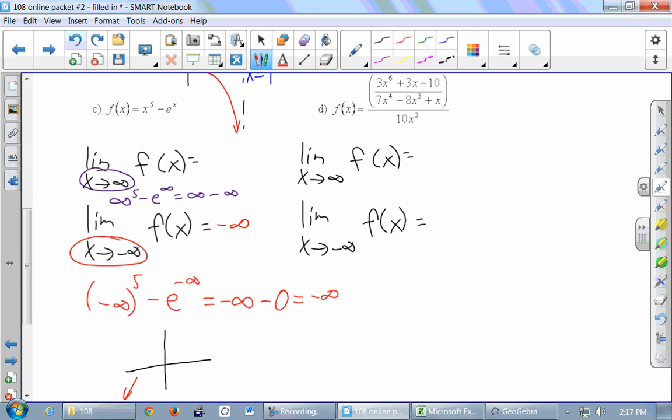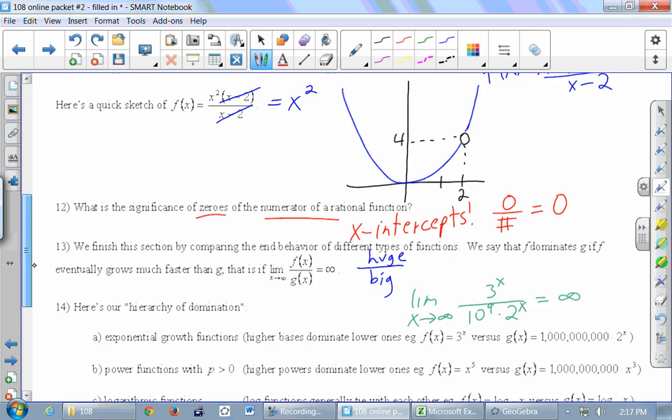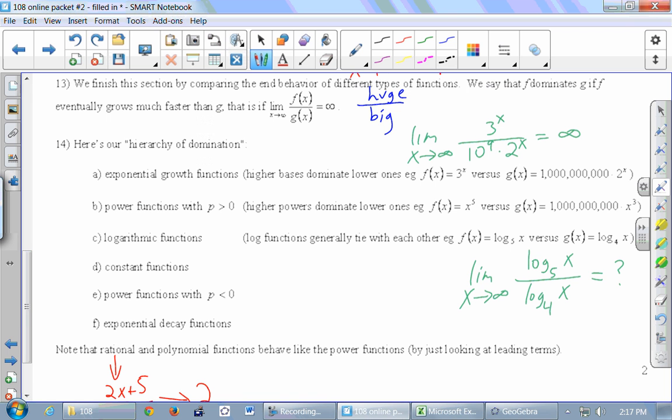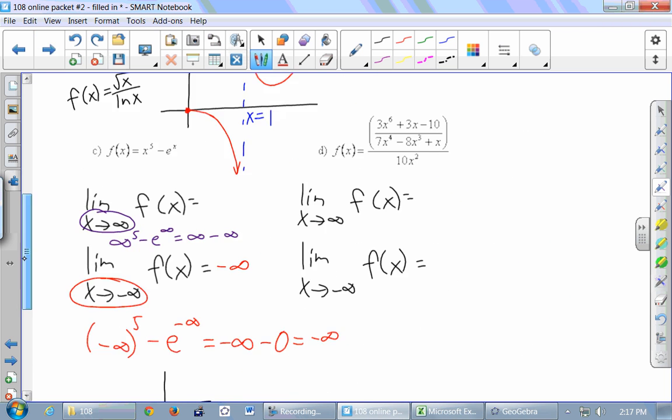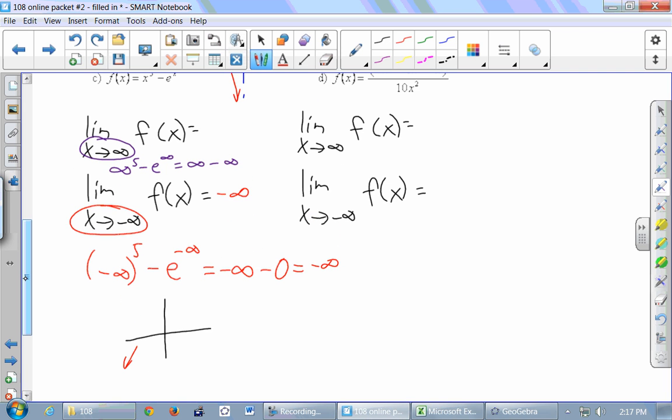Well, this is where the hierarchy comes in. We have an exponential function and we have a power function, and that's parts A and B, and we know that exponential growth functions beat power functions. So that means that the exponential infinity is much bigger than the ordinary power infinity. And so when you take something big and subtract something huge, you're going to get some negative huge number. And so this one goes to minus infinity, which means as x goes to positive infinity, y goes to minus infinity. So this graph is going to go down on both sides.